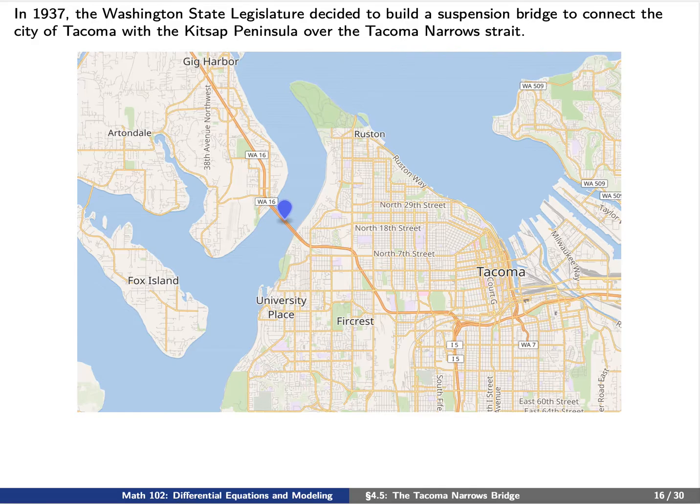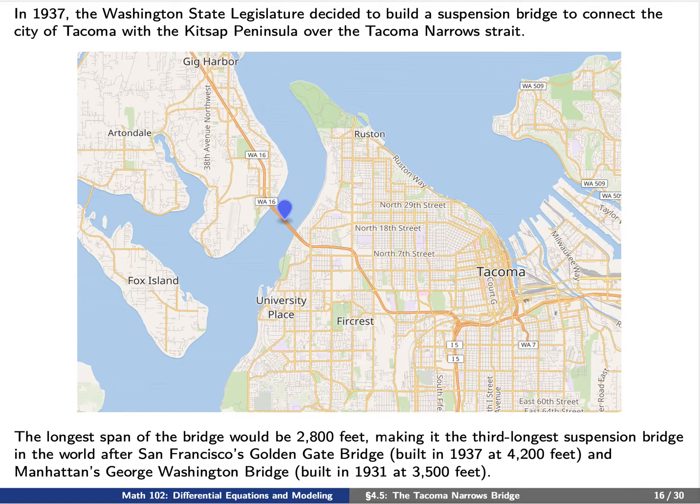In 1937, the Washington state legislature decided to build a suspension bridge to connect the city of Tacoma to Kitsap Peninsula over the Tacoma Narrows Strait. This would be the third longest suspension bridge in the world. The plan for this bridge would make it 2,800 feet. By comparison, San Francisco's Golden Gate Bridge, which was built in 1937, has a span of 4,200 feet, and Manhattan's George Washington Bridge, which was built in 1931, has a span of 3,500 feet.